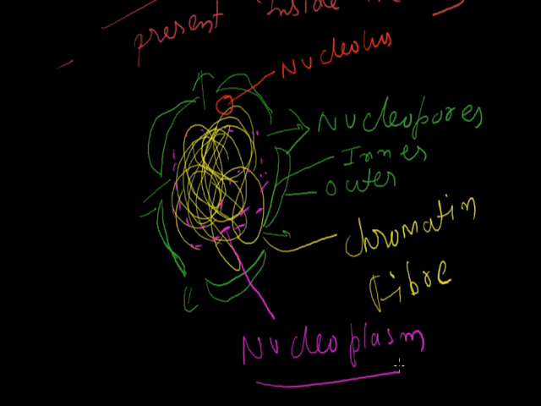So what is the structure of the nucleus? It is a double membranous structure. One layer is the outer membrane, and this is the inner membrane. They have connectivity with the cytoplasm, so for the connectivity, they have nucleopores. They have chromatin fibers, and the liquid present inside is known as nucleoplasm, and they also have a nucleolus. So this is a simple structure of the nucleus.